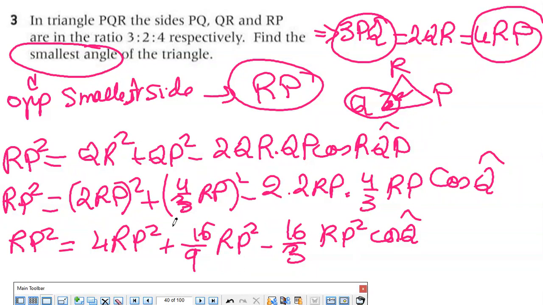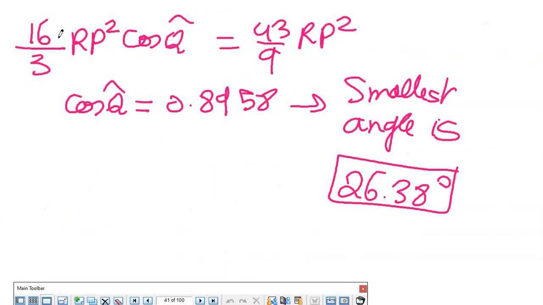I'll take everything to one side, this and this. So I will have 16 over 3 RP squared cosine Q is equal to 43 over 9 RP squared. We simplify RP squared. When I take it here, it's division. And I get the cosine. Then using the calculator, shift cosine 0.89, and I will have the smallest angle is 26.38 degrees.